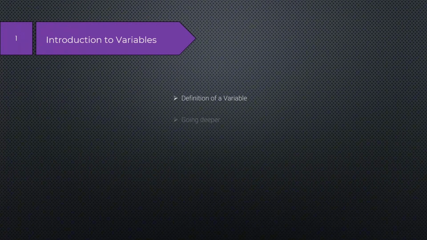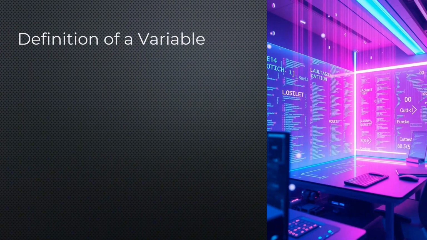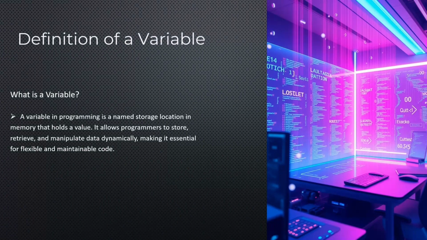Let's start with the first objective, introduction to variables, definition of a variable. So, what is a variable? A variable in programming is a named storage location in memory that holds a value. It allows programmers to store, retrieve, and manipulate data dynamically, making it essential for flexible and maintainable code. Essentially, it is a storage space made to make the code more usable and maintainable.